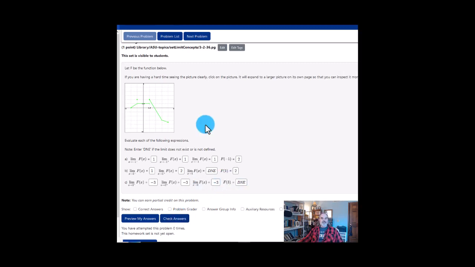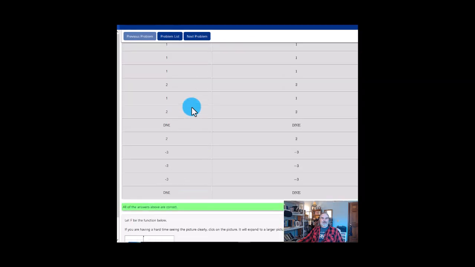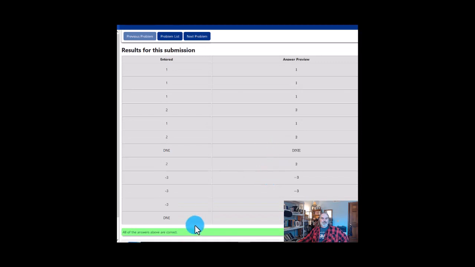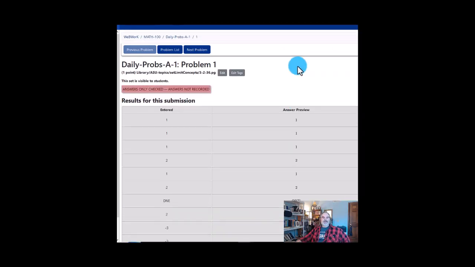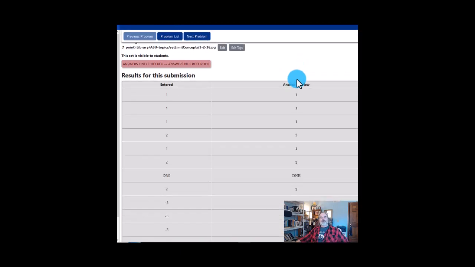Check my answers. Oh, the green is outside of your view. So sorry about that, but at the bottom at least you can see all of the above answers are correct. On my screen, there's a huge row of green boxes for every one of those entries, just says correct. So it's a swath of green from the top to the bottom. And that makes you feel good when you've spent time answering all these questions.